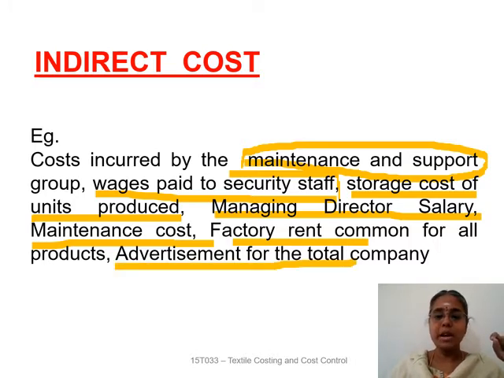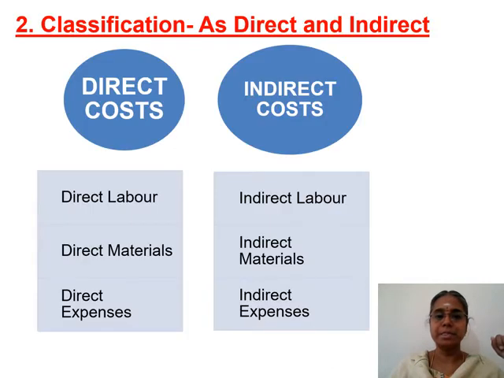A total company advertisement, irrespective of whatever product you are producing, is an indirect cost. Most advertisements are indirect costs. If you have two or three advertisements for three products produced in the same company, then it will become a direct cost. But mostly, advertisements are an indirect cost.